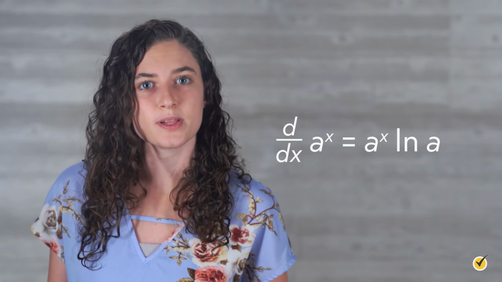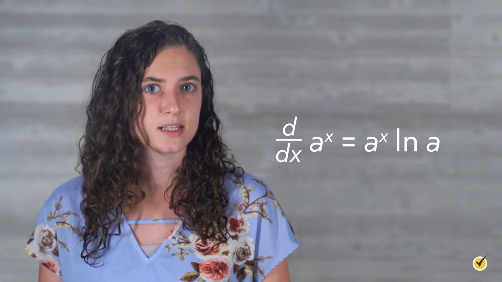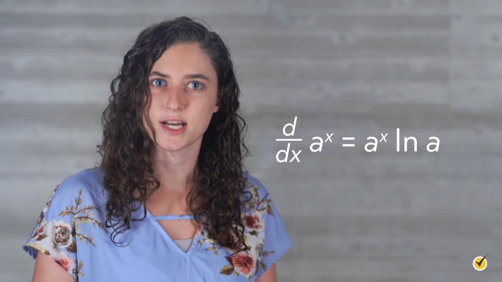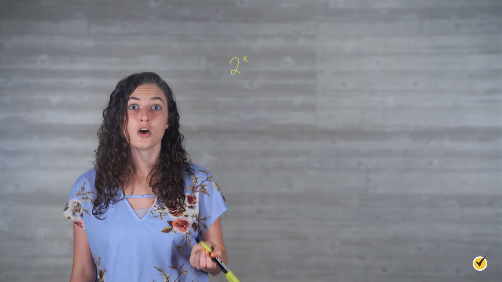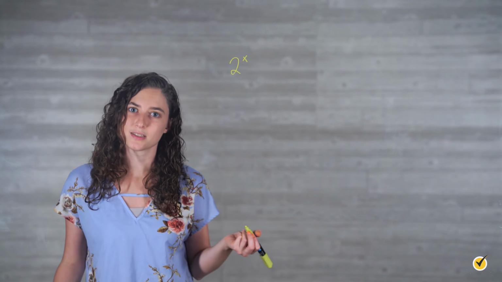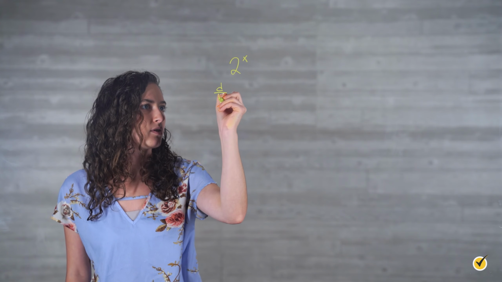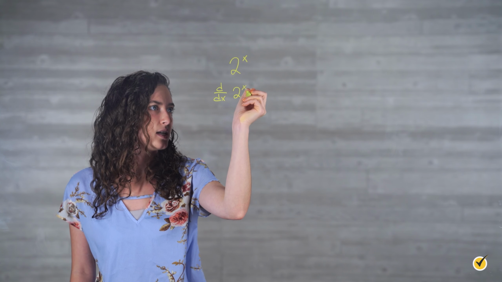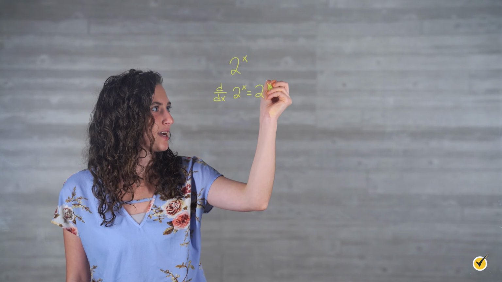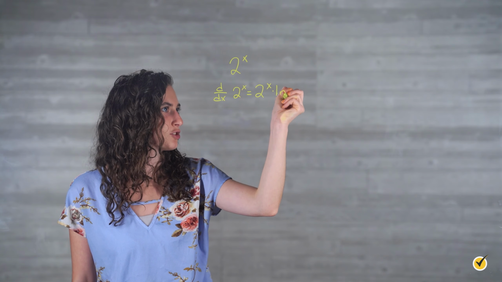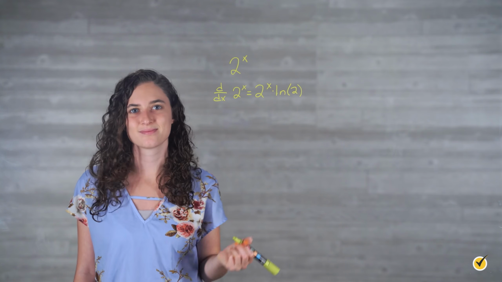A second application is taking the derivative of such an expression. Use the formula the derivative of a to the x is equal to a to the x times the natural log of a to do so. Following from the previous example, if we were to take the derivative of 2 to the x, this derivative formula tells us that the derivative is equal to 2 to the x times the natural log of 2.